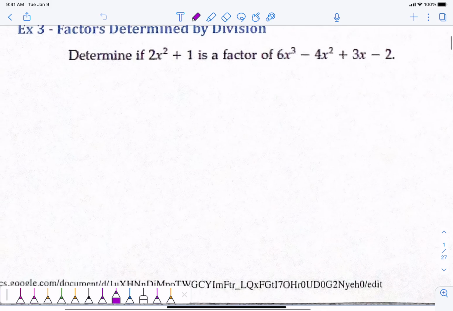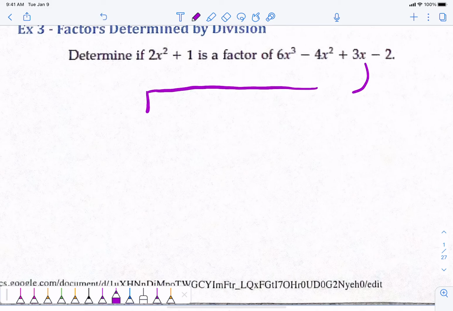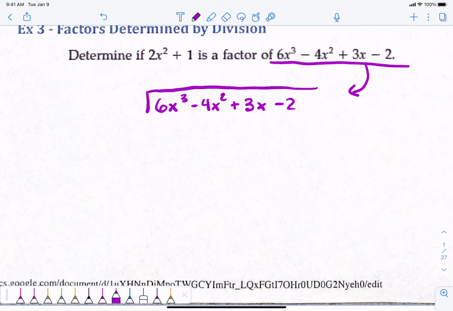Now, you want to put your box, and this stuff goes underneath of the box, okay? Do we need to add zeros to this guy? No. x to the third minus 4x squared. No. We have 3x and then minus 2. Nope, he's good to go. But look at what we're dividing by. 2x squared plus 1. Yes. You do need to add a 0 in there. That's kind of weird. So I'm going to put plus 0x plus 1.